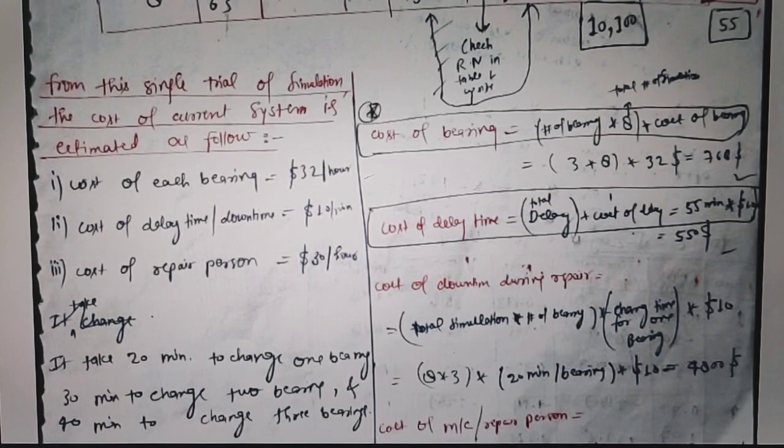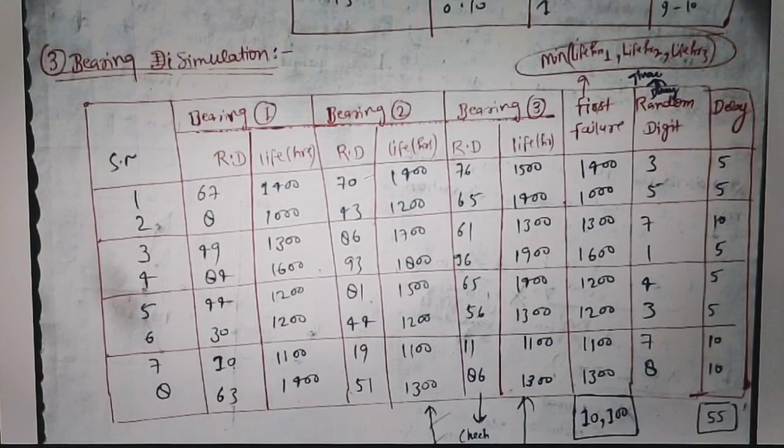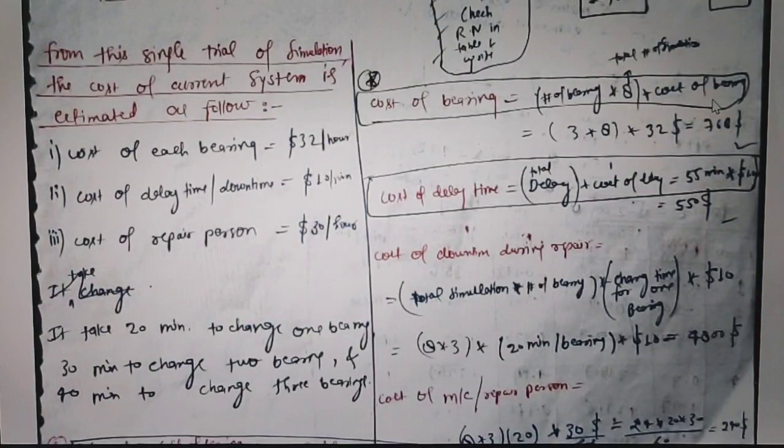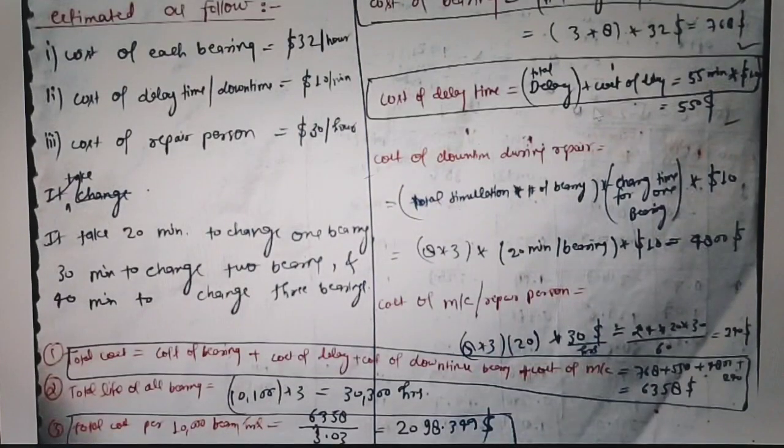Now we have to calculate the total cost of bearing. For this we have to find the number of bearings multiplied by 8. How many times is the simulation performed here? 1 2 3 4 5 6 7 8. So 8, and cost of one bearing, so when we multiply with this we get the cost of bearing, $768. Now cost of delay time we calculate as total delay multiplied by cost of delay. So 55 minutes multiplied by $10, so we will get $550 here.